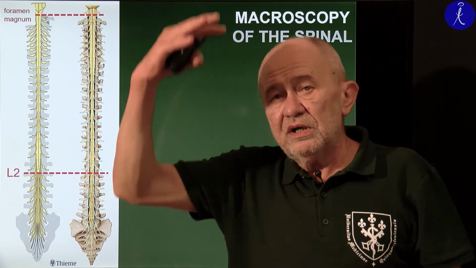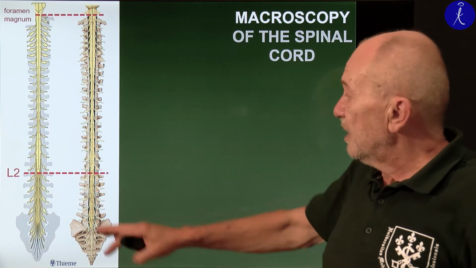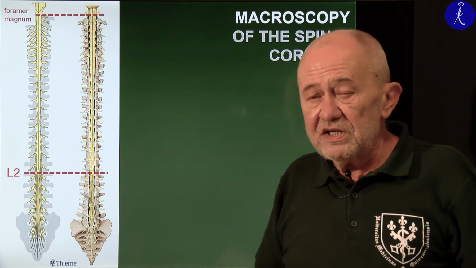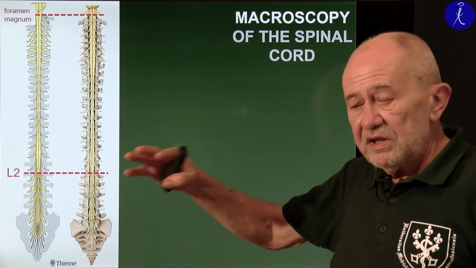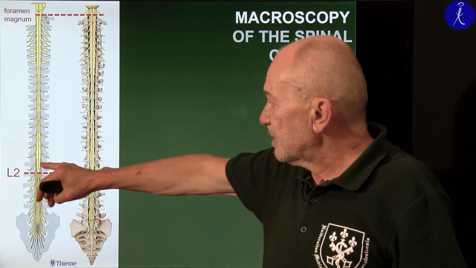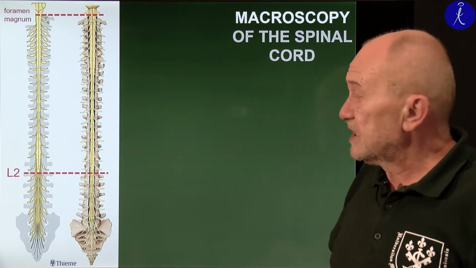L1, L2 depends in general on the body height. Of course, taller guys have the termination at L1 and shorter ones at L2. It could be a sexual difference, not considering me, but in general males are taller and females are shorter. So males have L1 ending and females L2 ending of the spinal cord.